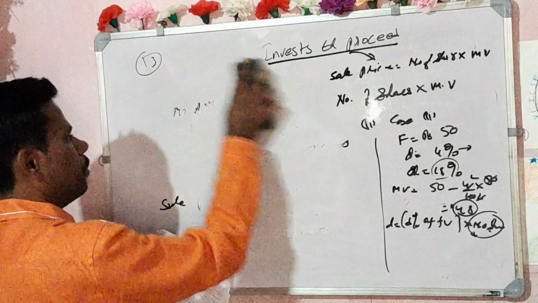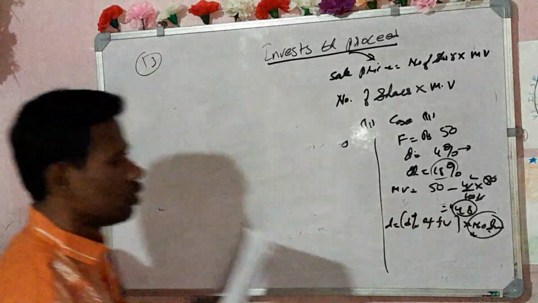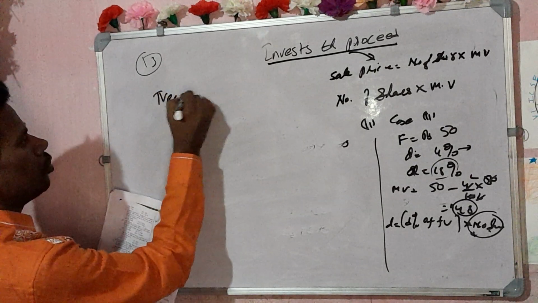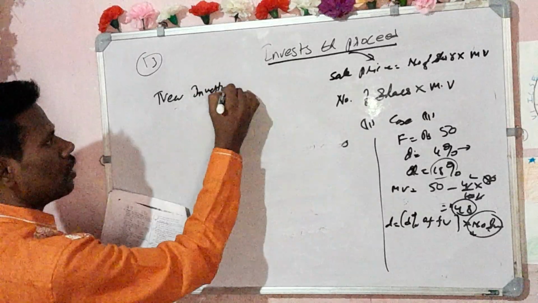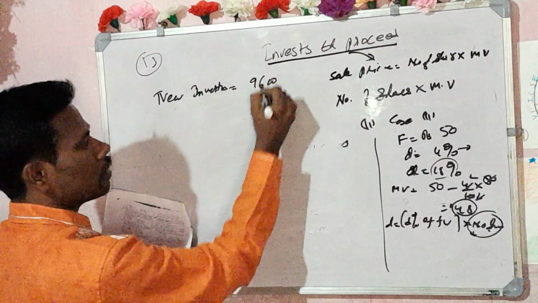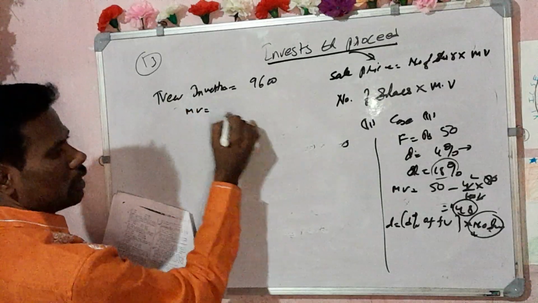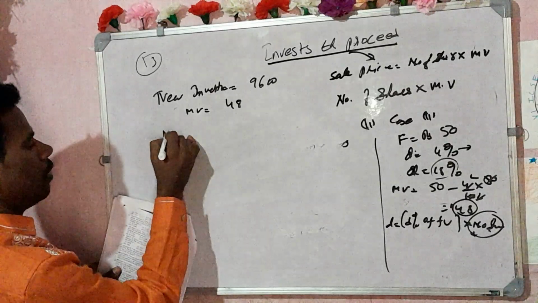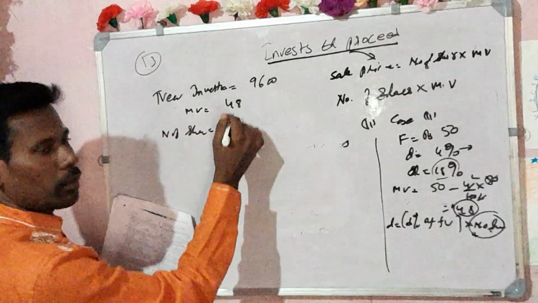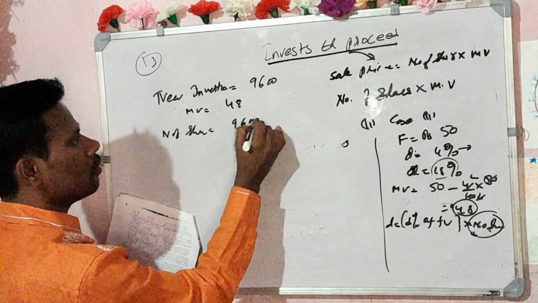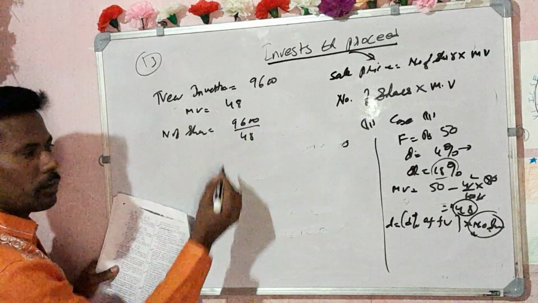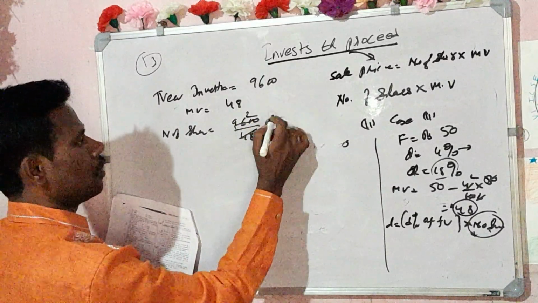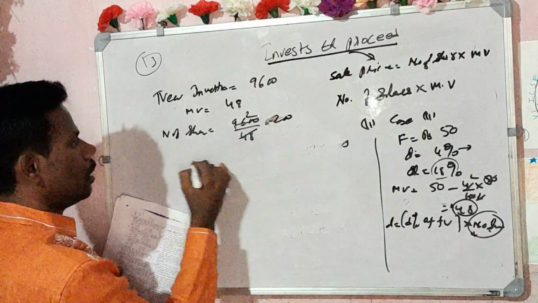So here I am erasing this completely. Now the new investment, you can write new investment or whatever you want, is nothing but 9,600. The market value in this is 48. So number of shares is total investment by market value. This is the formula we have, no? Total investment by market value: 9,600 by 48, 48 twos are 96, so the number of shares is 200.